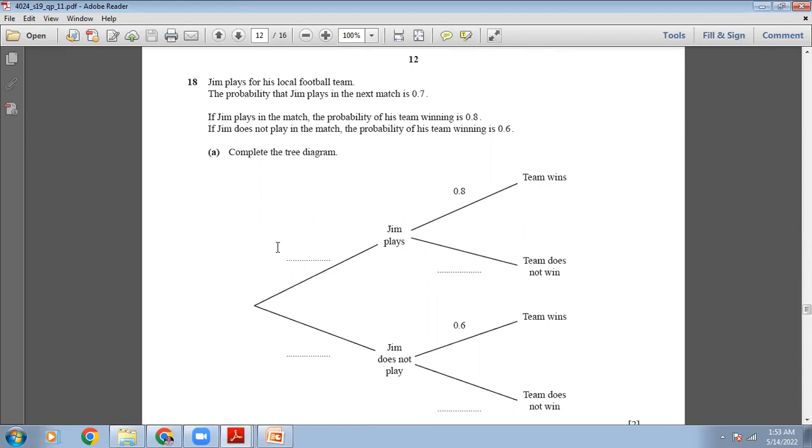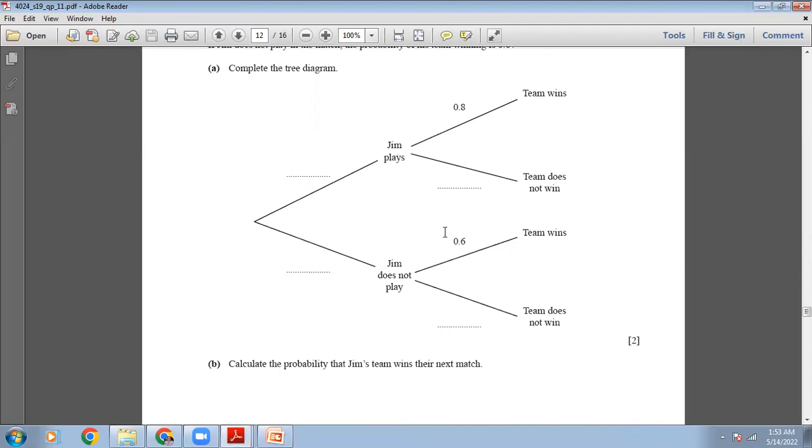Okay. The probability that Jim plays is 0.7. He does not play is 0.3. Team wins when he's playing is 0.8. So when he's playing, the team will not win will be 1 minus 0.8, and that will be 0.2. When Jim does not play, the team wins, the chances are 0.6. So when he does not play, the team will not win will be 1 minus 0.6, and that will be 0.4. So this is how you will complete the tree diagram.